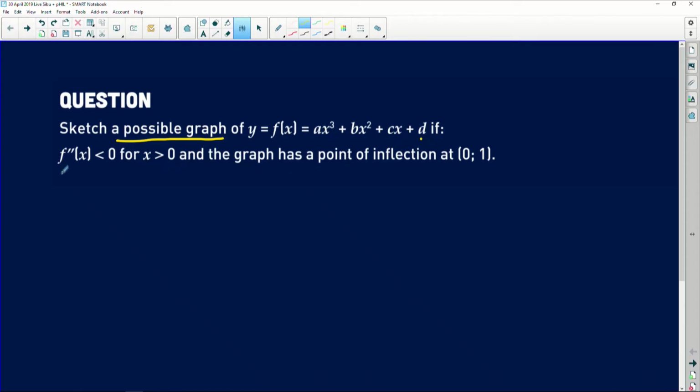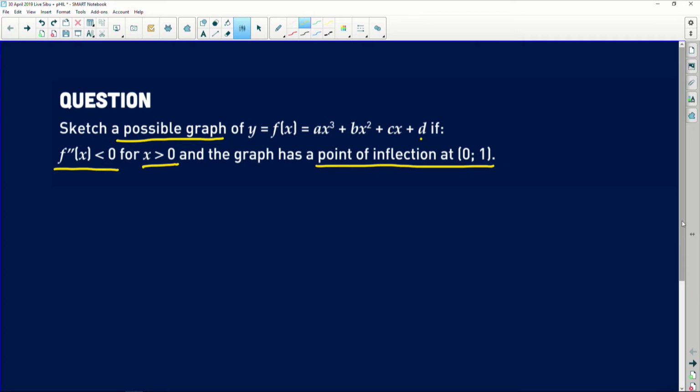We are further given that the second derivative f double prime of x is negative for when x is positive. That's important. Lastly, they tell us that the graph has a point of inflection at the point (0; 1), when x equals 0 and y equals 1.